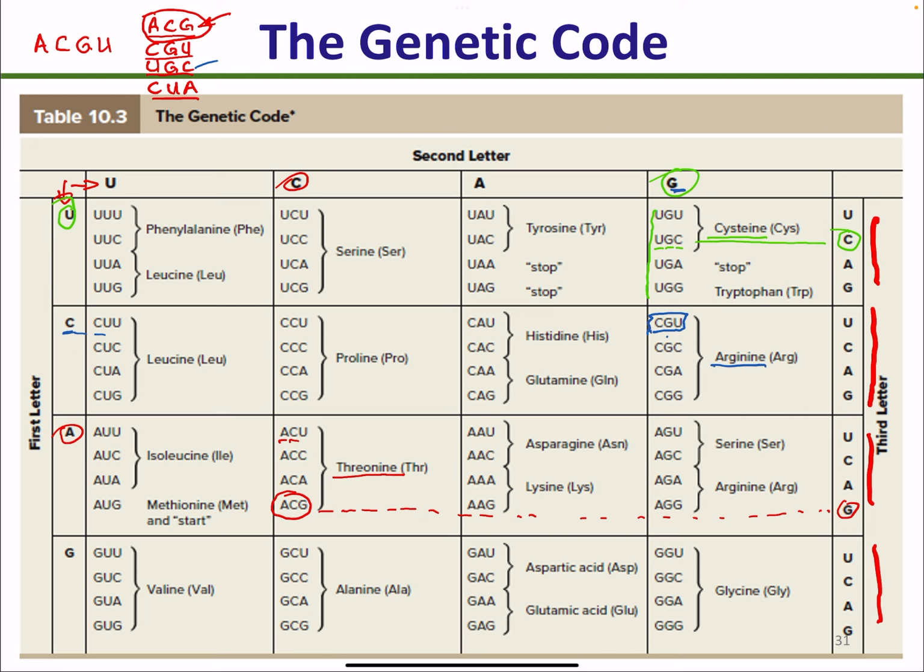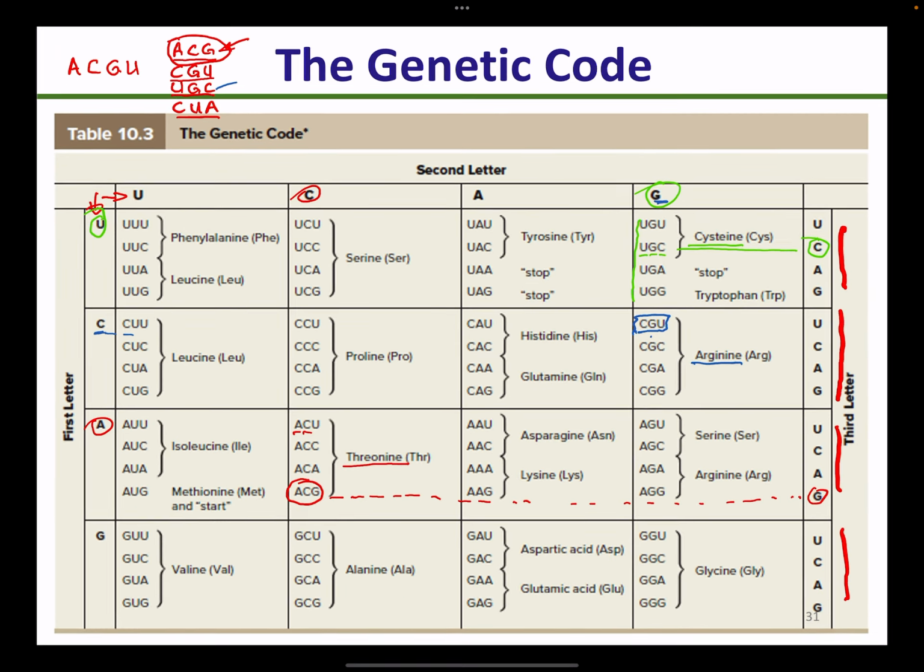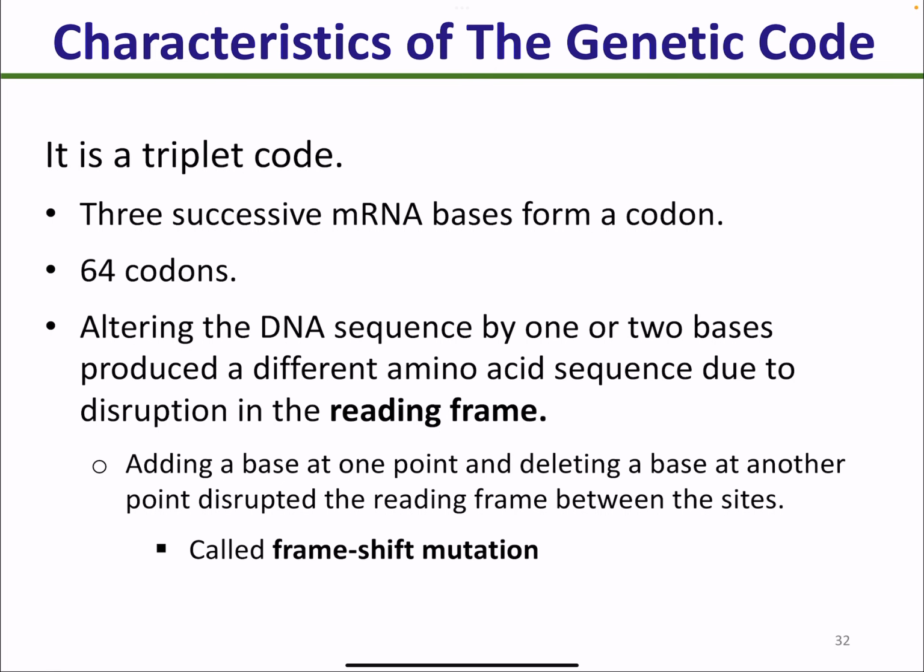All right, so this is how we read the genetic code. Okay, and again, the genetic code is 3 letters of nucleotide for 1 amino acid. All right, so let's move on. So we have a triplet code. So 3 nitrogenous bases, right, or nucleotides for 1 amino acid. And basically a triplet is a codon.